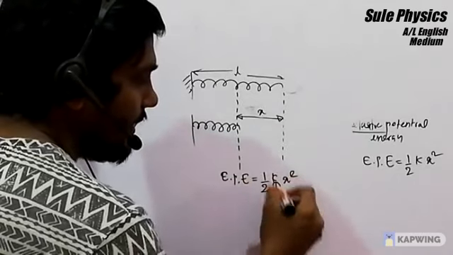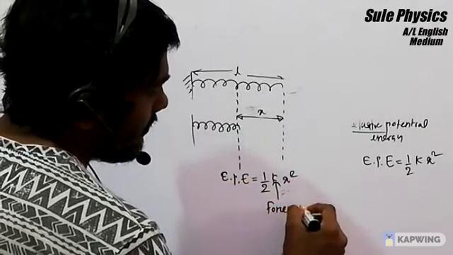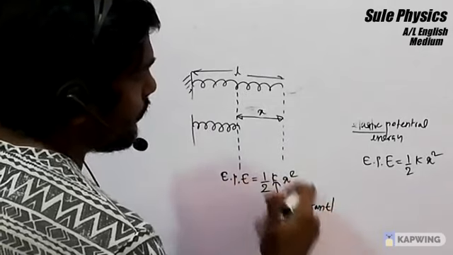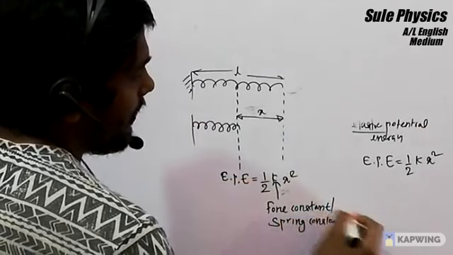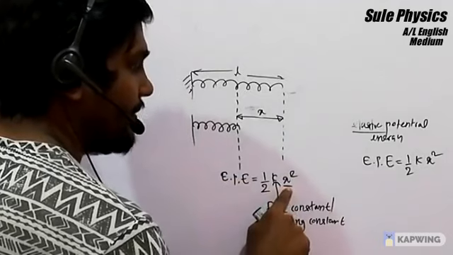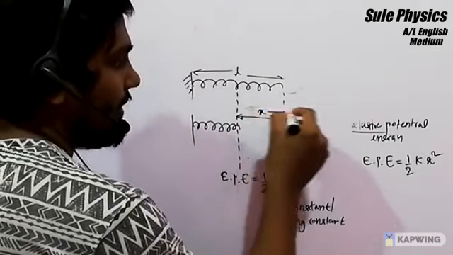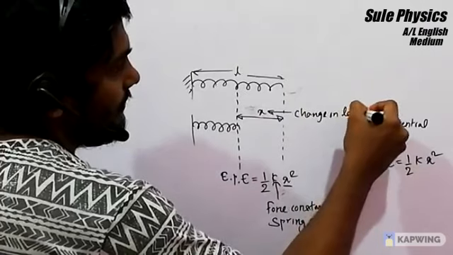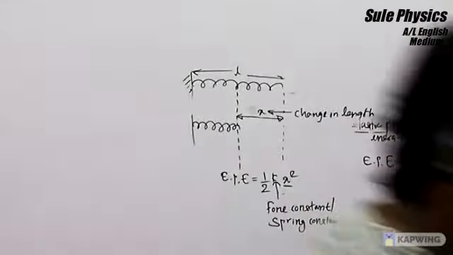What is this k? k means force constant, or spring constant. So you can use two definitions: spring constant. What is this x? x means nothing but extension, or compression. Now in here, it is compressed, so x means nothing but change in length. Hope you understood. Okay, we'll go to today's question.